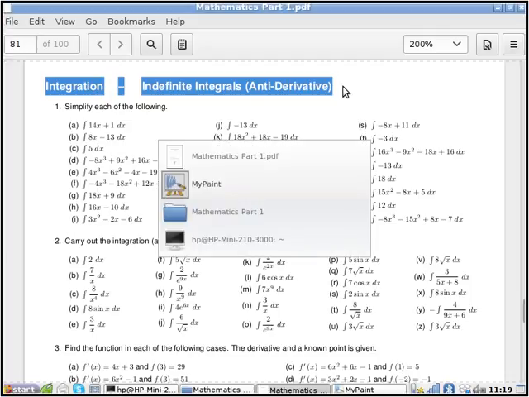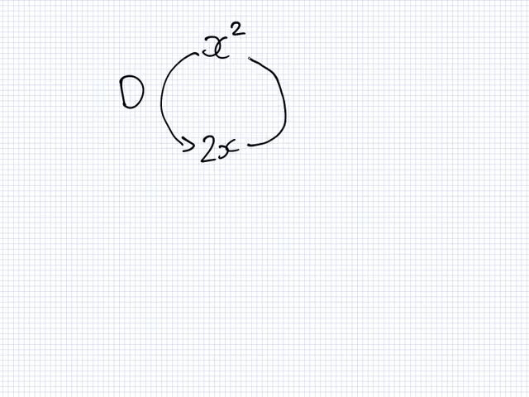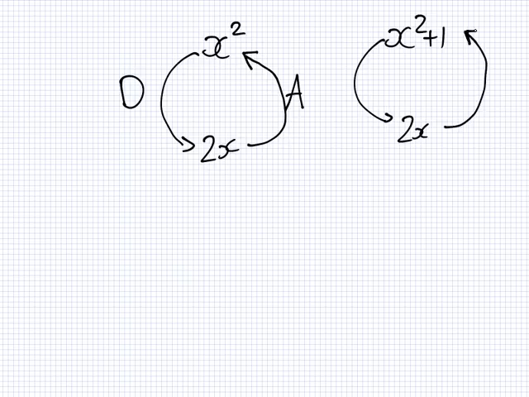Previously in math class, we learned how to differentiate. For example, x squared, its derivative is 2x. D for derivative. What we'd like to do today is go backwards, so that the antiderivative of 2x is x squared. But there is a small problem. The derivative of x squared plus 1 is 2x. And the antiderivative, we want it to be x squared plus 1.